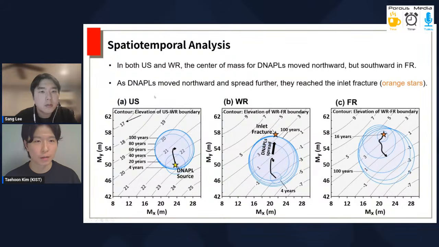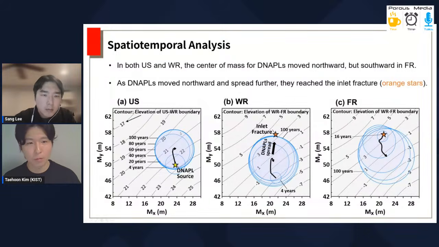And also, we can extract some spatiotemporal information about the DNAPL plume with this integrated model. So these three figures represent different zones in the subsurface. The first one is unconsolidated soil, and the second one is weathered rock. Both these two media comprise porous media, and the other one is the pressure rock. And here you can see the arrows, which show the movement of the center of mass of the DNAPL plume. Also, you can see the blue circle, which represents the horizontal variance of the DNAPL plume. Basically, the horizontal spread, how spread out the plume is.